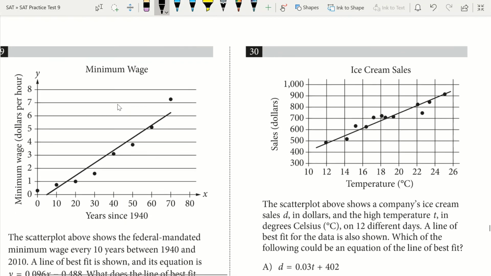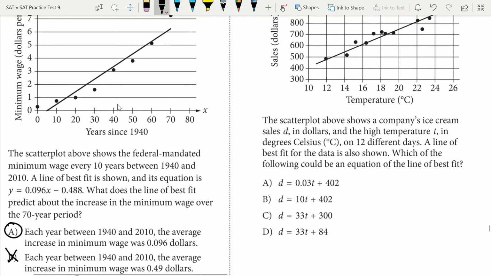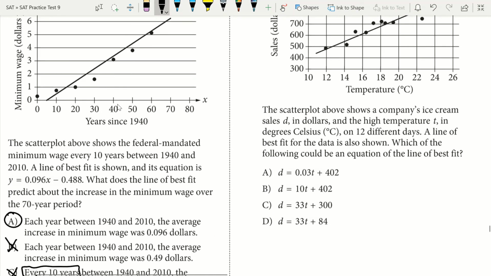Okay, are we on 30? We are on 30. Okay, ice cream sales versus temperature. The scatter plot above shows a company's ice cream sales, D in dollars, and the high temperature T in degrees Celsius on 12 different days. A line of best fit for the data is also shown. Which of the following could be an equation of the line of best fit?